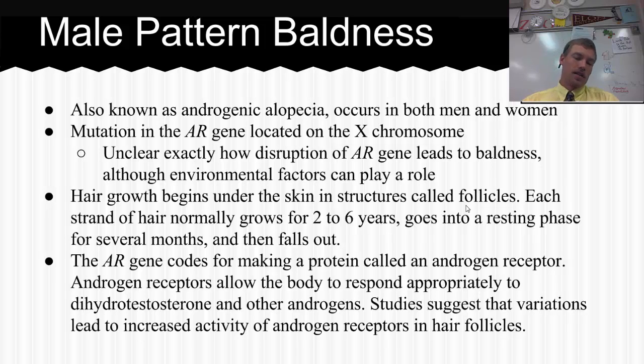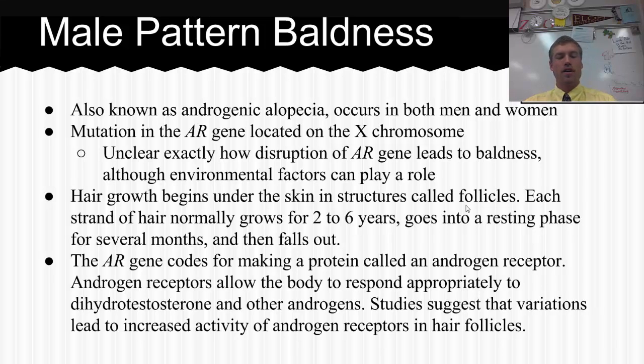Now, let's talk just briefly about how hair growth occurs. So hair growth begins under the skin in structures called follicles, and each strand of hair normally grows for about 2 to 6 years. So kind of a long time, then goes into a resting phase for several months, and then it falls out. So that's kind of the natural cycle of your hair. Your hair actually kind of sticks around for a while. The hair growth will then restart after it falls out.